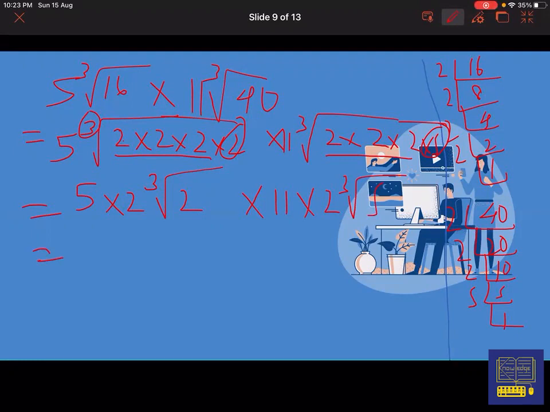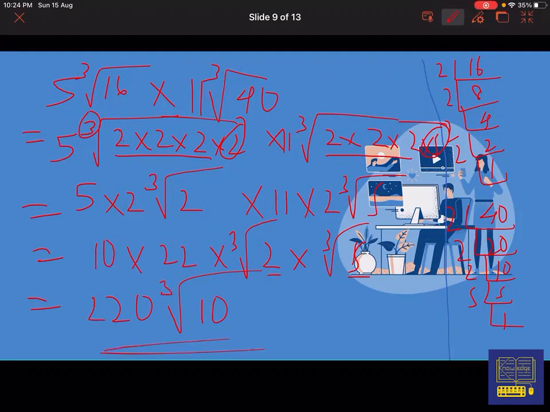So that is 10 into 22 into 5, and then you have 2, 2, 0. And because you have 2 and 5, you multiply them, get 10, and you write down your order. And that is your answer.